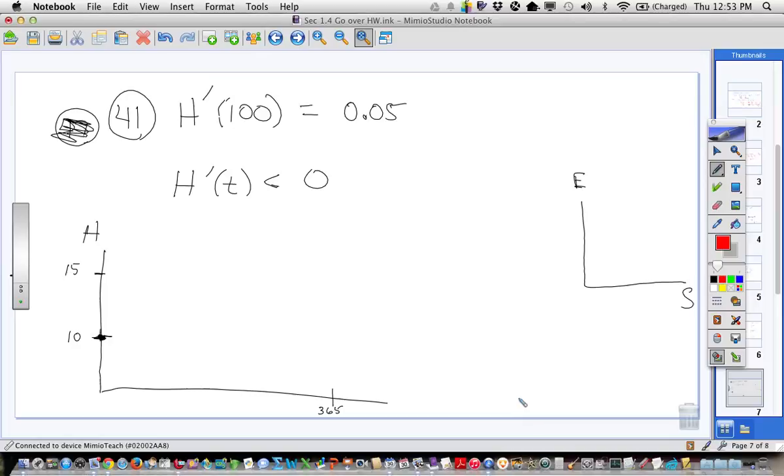41. H is the hours between sunrise and sunset T days after January 1st. Somebody, I know this wasn't in the back of the book, so somebody want to take a crack at this one? Yes. The question was, interpret this top line. Go.